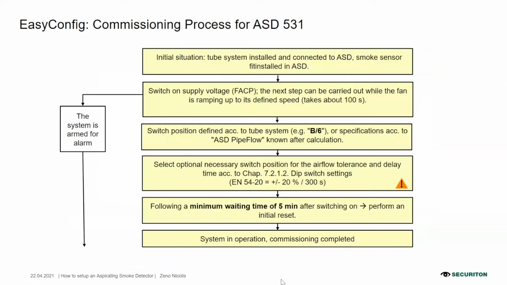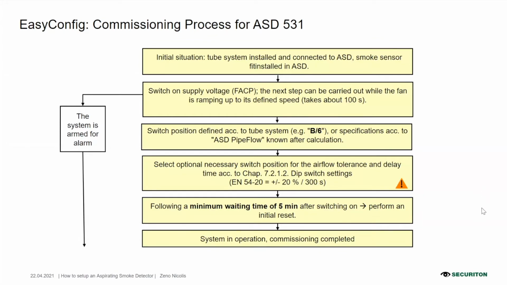Okay, let's see how the commissioning process is for the ASD531, the smallest one. The procedure is very similar to other ASDs. The only difference is the way in which the parameters are entered. Again, we design the system following the instructions in the manual. We switch on the ASD, and the fan revs up stepwise to its defined speed in about 100 seconds.